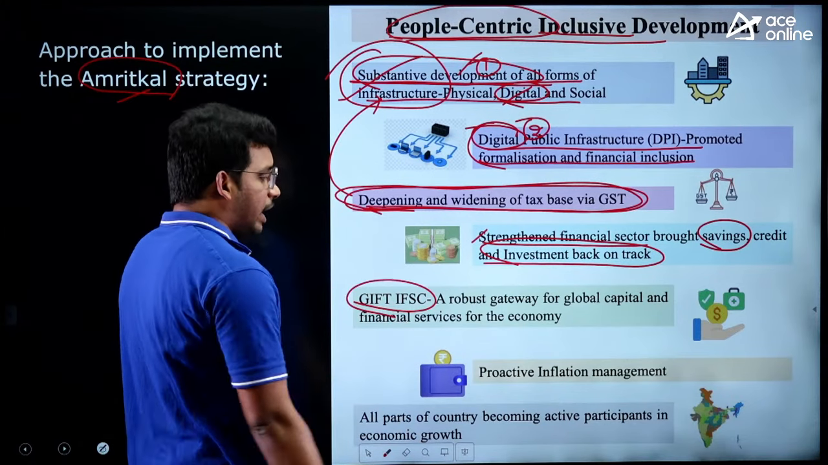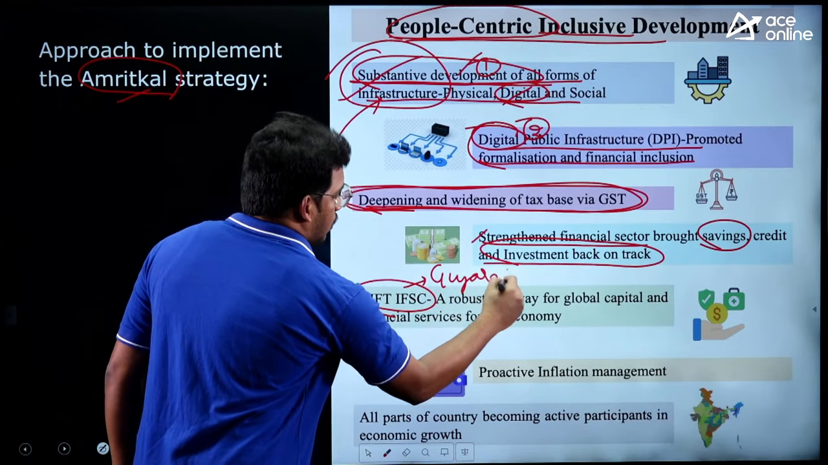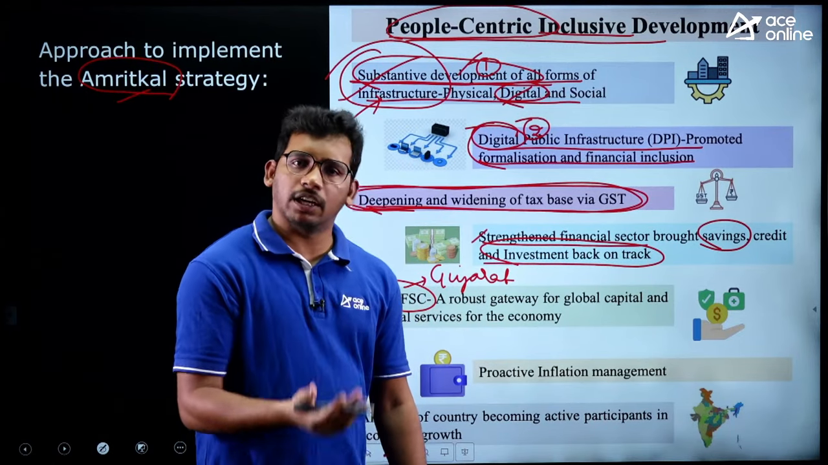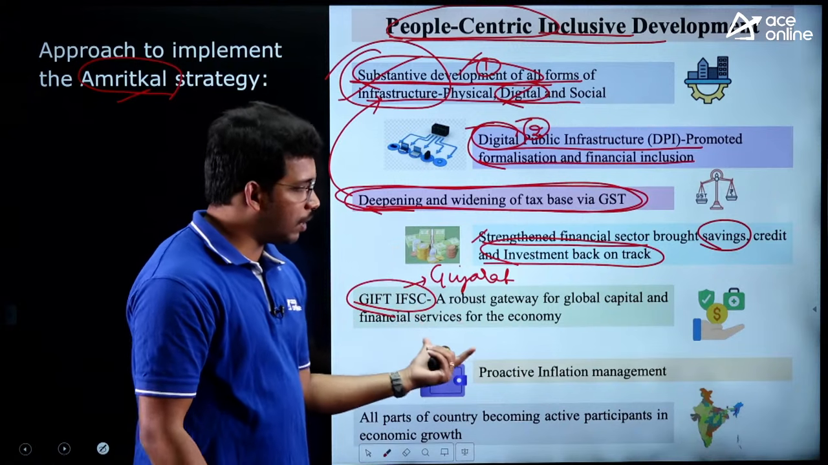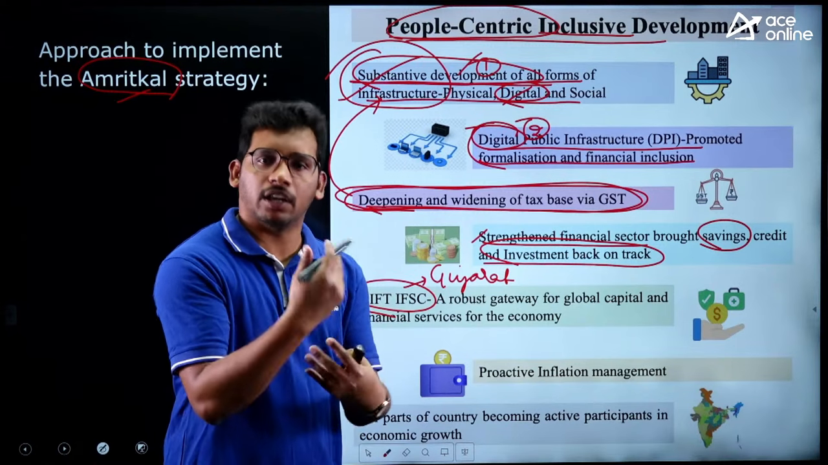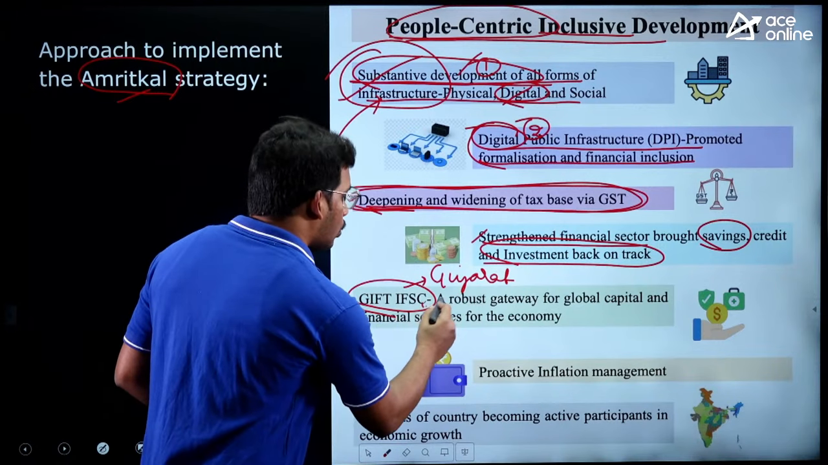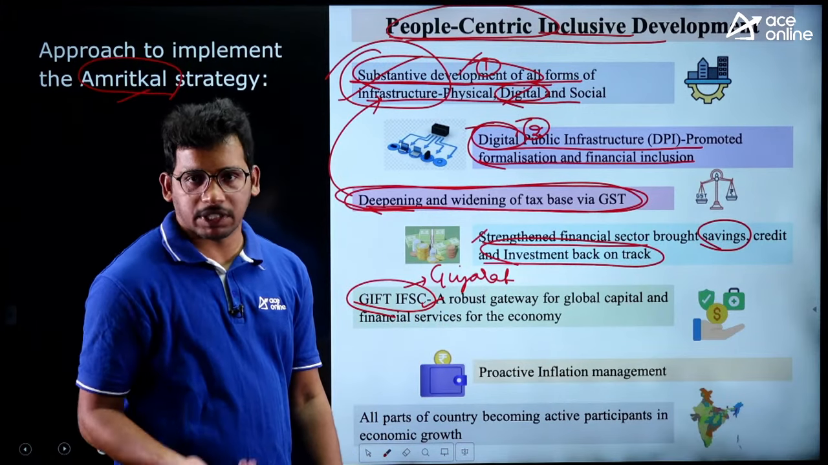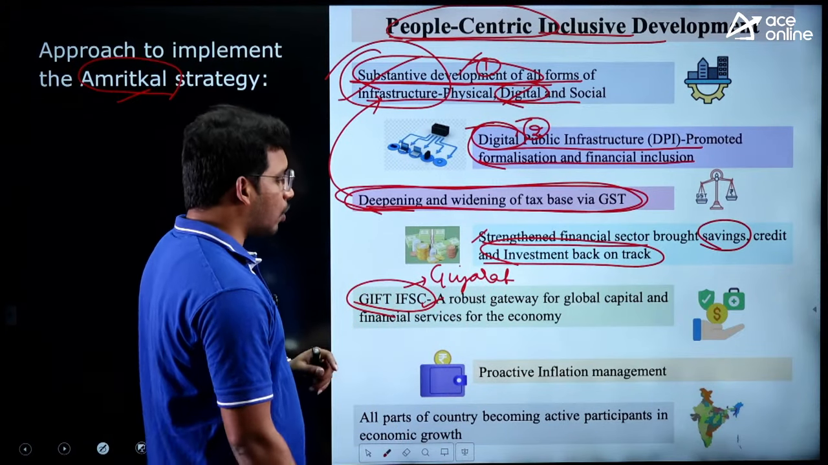Finally, GIFT IFSC, a robust gateway. It is located in Gujarat. GIFT IFSC is nothing but a place where all the insurance companies, banking companies, or whatever corporate entities can start their business. If they are starting business, it can create more employment, it can create more money to be run. So finally, it will be creating benefits for the public. So the government wants to focus more on the GIFT IFSC center, where all the investments come. It's like an SEZ, a special economic zone, where all the companies and foreign entities can come and invest, right? That is what the government wants to encourage.